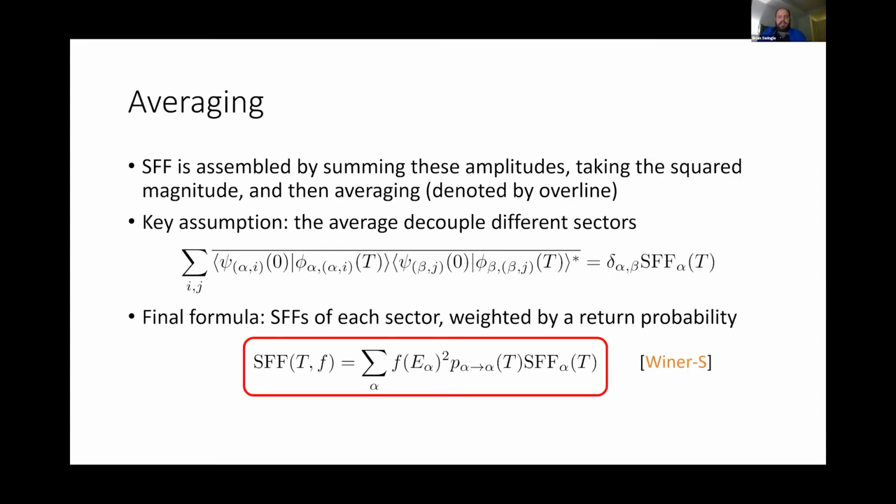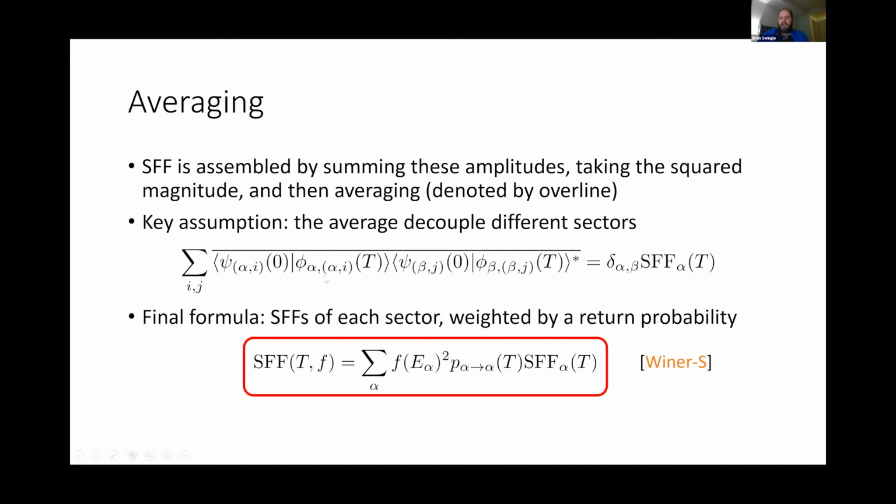So now the magic is you assemble the spectral form factor by summing these amplitudes and taking the square magnitude, then averaging at the end over disorder. So we just need one assumption, which is a very reasonable assumption, but it's an assumption. The assumption is that the disorder averaging decouples the different sectors. So if you stare at this, I don't imagine you're going to get this in real time, but if you stare at this for a little bit, what you'll realize is that in general, it's a sum over different alphas and betas.